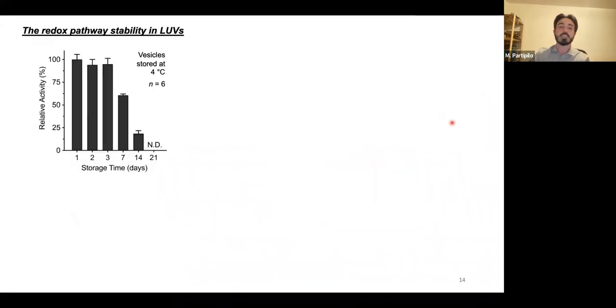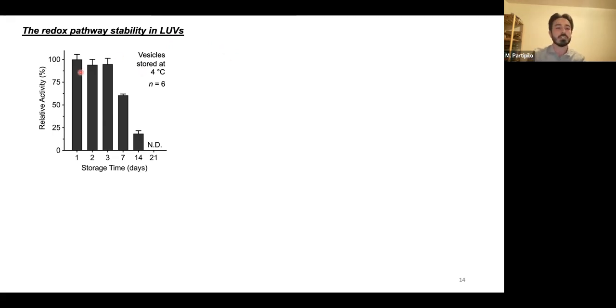A last thing I would like to discuss today, in terms of experiments at least, is how stable is our pathway once it is incorporated in large unilamellar vesicles. And the reason why we wonder that is that, of course, in this case, we are only testing enzymes with reactants. We do not have any system to renew the pool of our enzymes. So how long can we expect the enzymes to be effective in the compartment of large unilamellar vesicles?